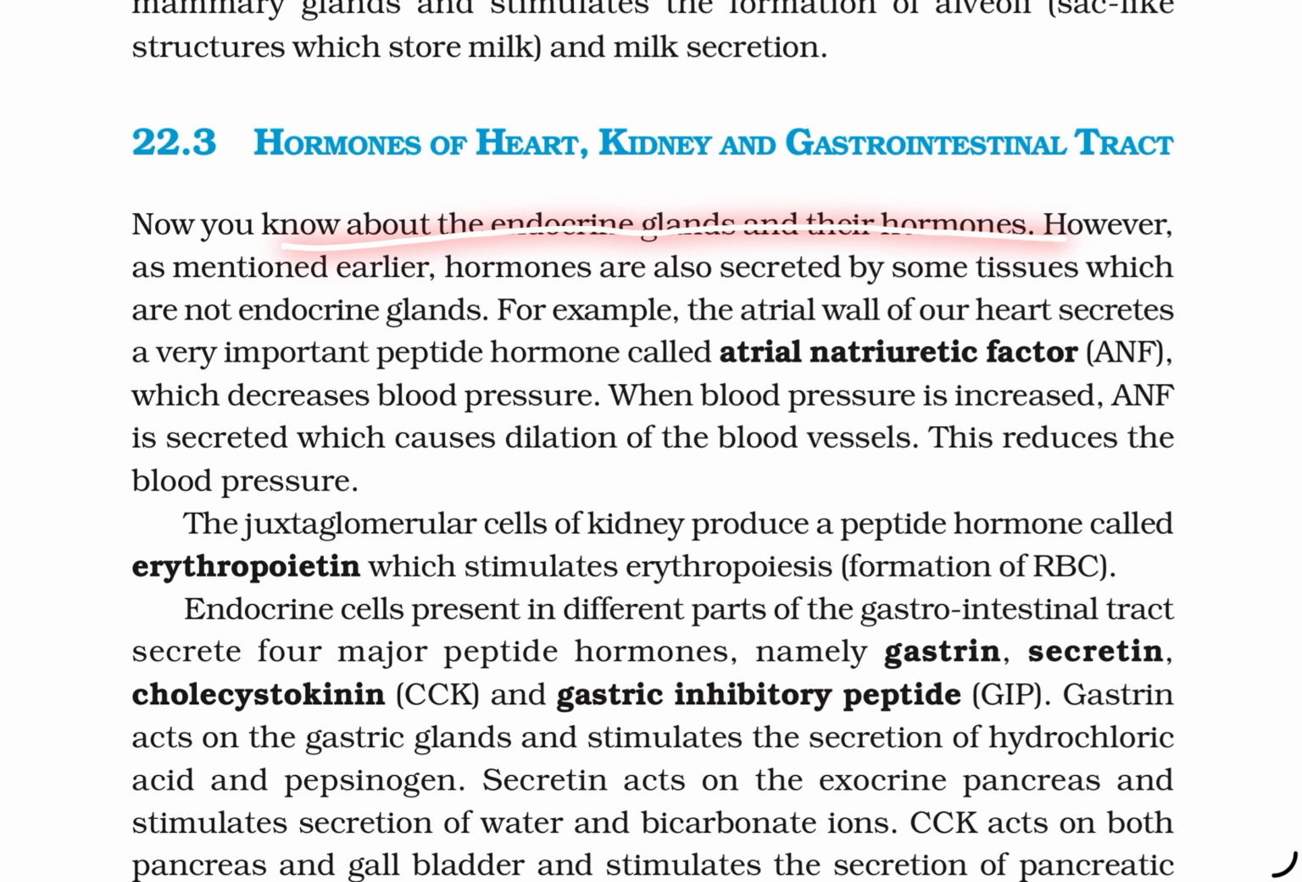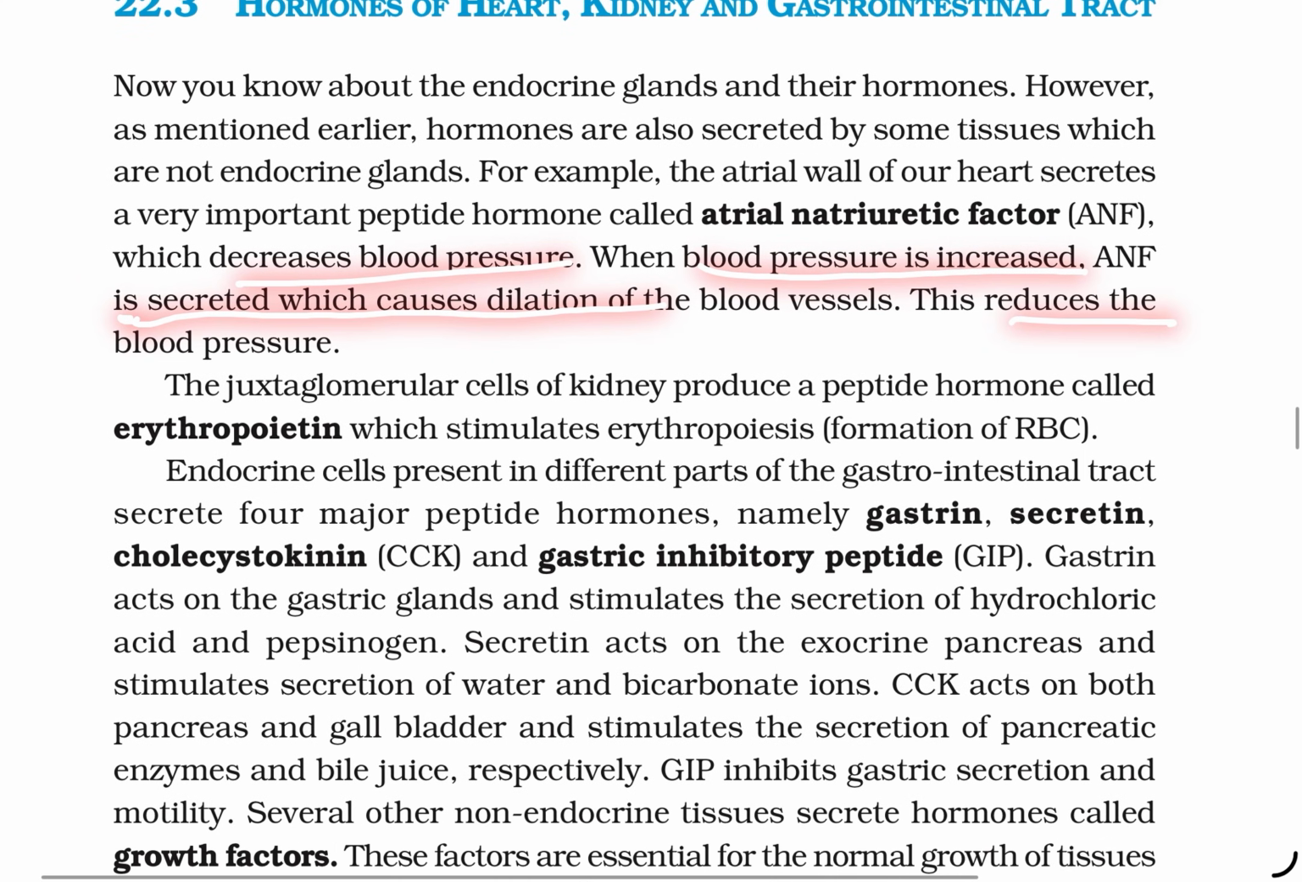Hormones of heart, kidney and gastrointestinal tract. You now know the endocrine glands and their hormones. However, as mentioned earlier, hormones are also secreted from tissues which are not endocrine glands. For example, the atrial walls of the heart secrete a very small amount of a peptide hormone called atrial natriuretic factor, which decreases blood pressure. When the blood pressure is increased, ANF is secreted, which causes dilation of blood vessels. This reduces the blood pressure.